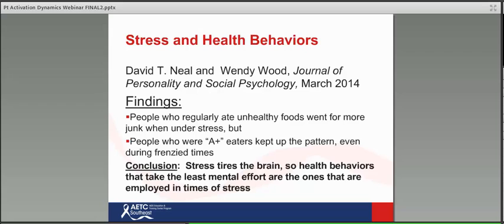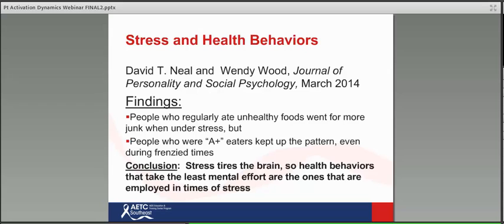David Neal and Wendy Wood, in the Journal of Personality and Social Psychology, did an article in March of 2014 on stress and health-related behaviors. Their findings were that people who regularly ate unhealthy foods went for more junk when they were under stress. But people who were good eaters, essentially A+ eaters, kept up the pattern even during distressed times.